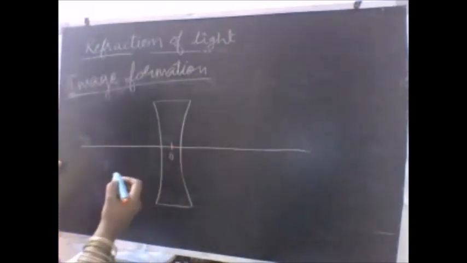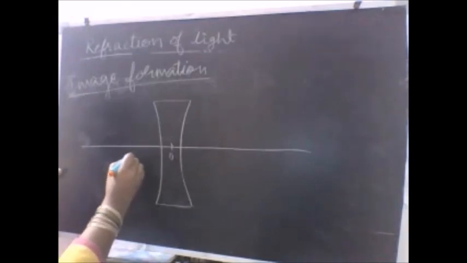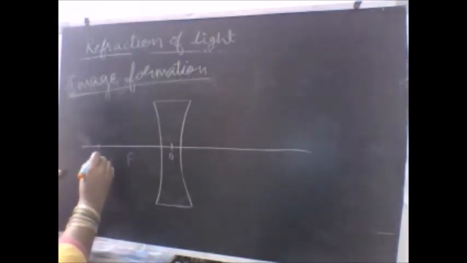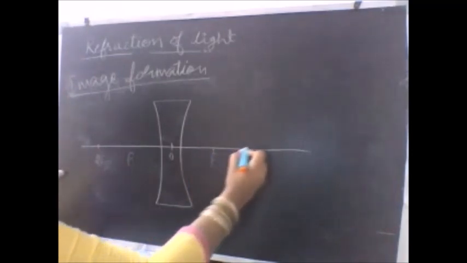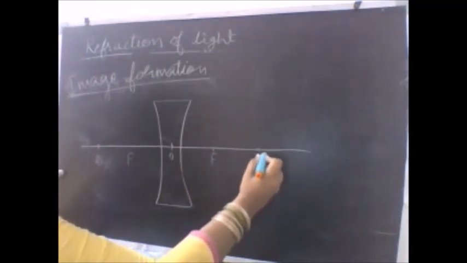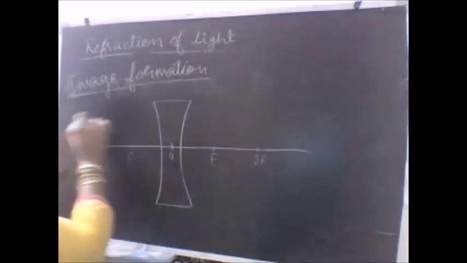Optical center here, and this is focus, and this is the position of 2f. In the same way here, this is focus and this is the position of 2f. Let us take the object at infinity. What will happen? This case we did before also, so let us revise the case.